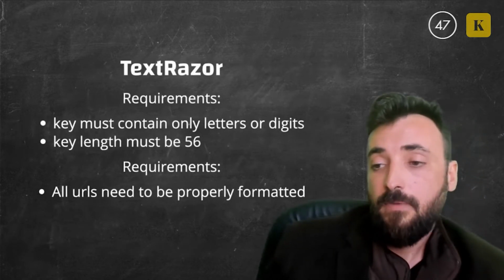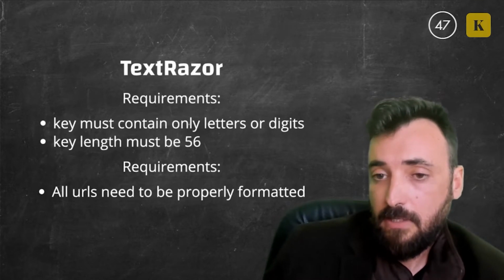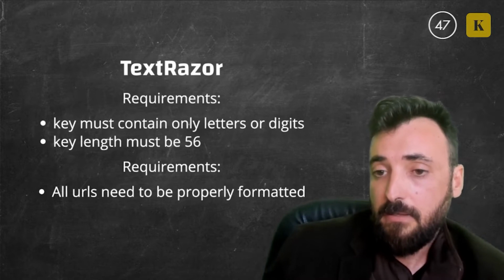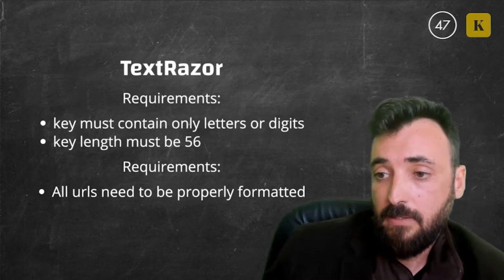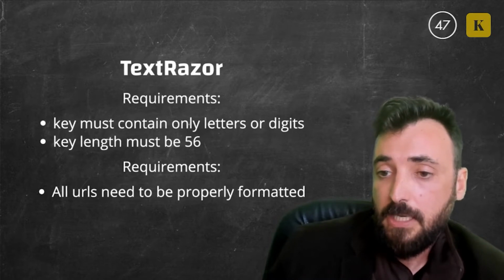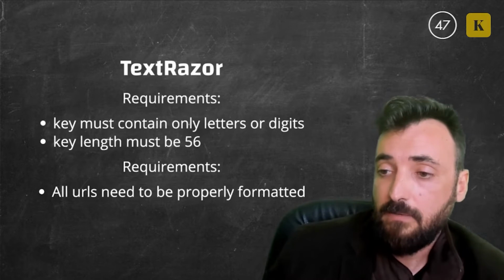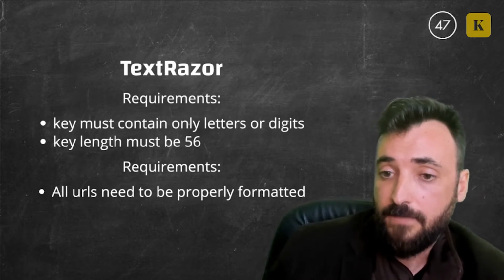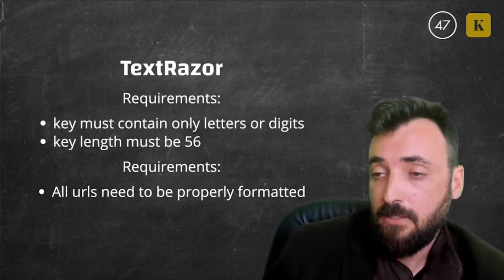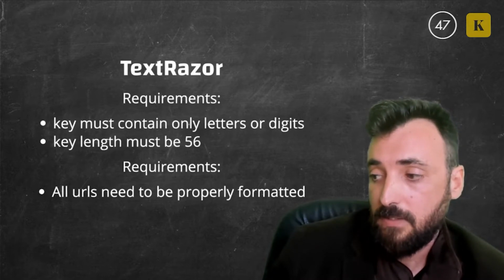So the first requirement that we find is that the TextRacer API requires a key, as many APIs do, and this key must be of a length of 56. The other requirement is that this key has only alphanumeric characters, so only numbers and letters. And also, of course, if we're going to send a URL, it better be properly formatted, because the TextRacer API library we're using for this implementation is a Java library, and it's going to take a string. So potentially, if you send it a malformed URL, it will just accept it and then fail. So we want to make sure that none of those things happen and everything is constrained.